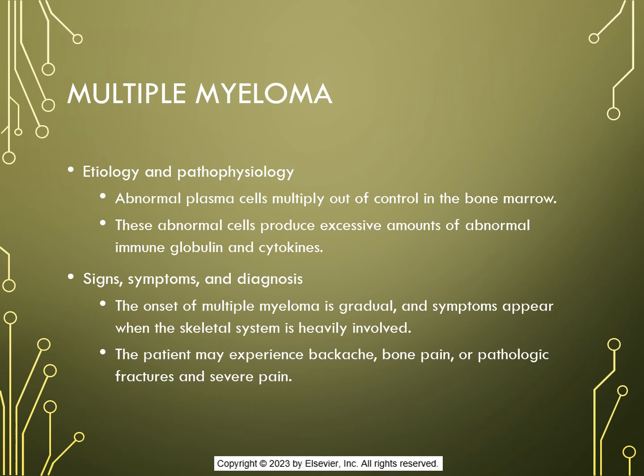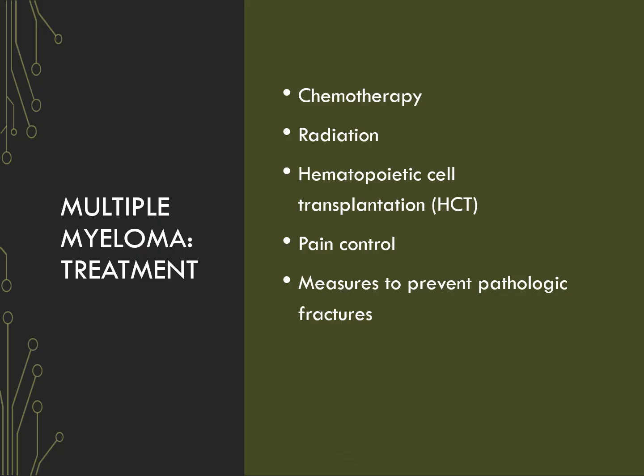A hypercalcemia that may lead to kidney stone formation and renal impairment can occur. Chemotherapy and HCT can be used to combat the disease. Pain control is a primary concern. Hypercalcemia and osteoporosis will often develop, and patients must be monitored and treated for these complications. Measures must be taken to prevent pathologic fractures.